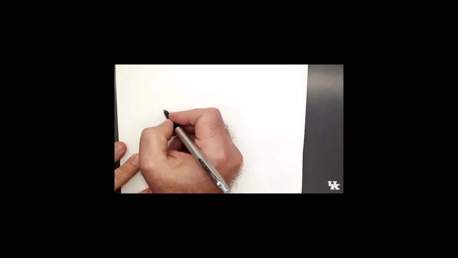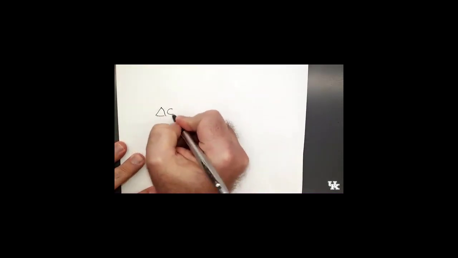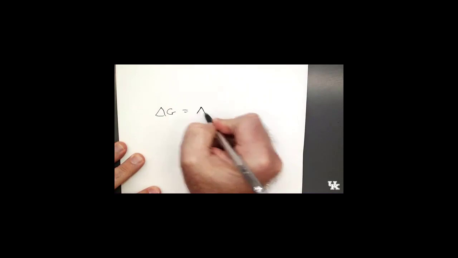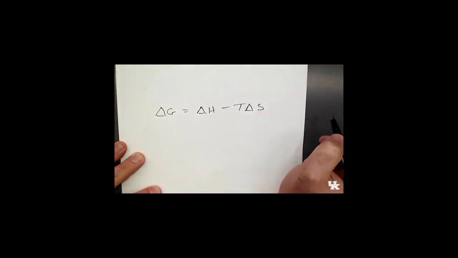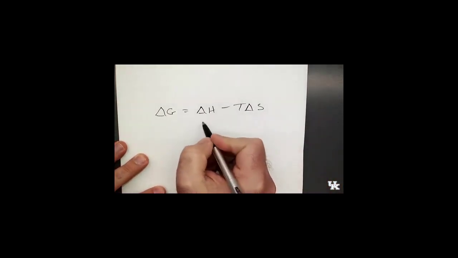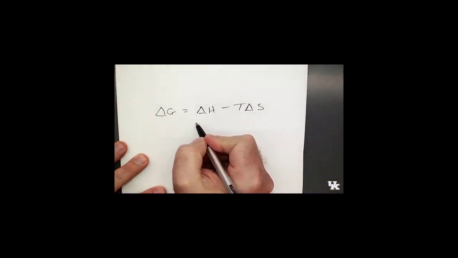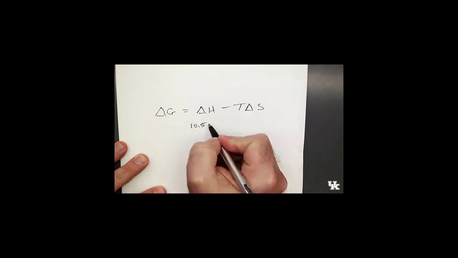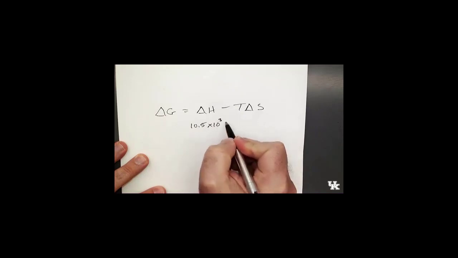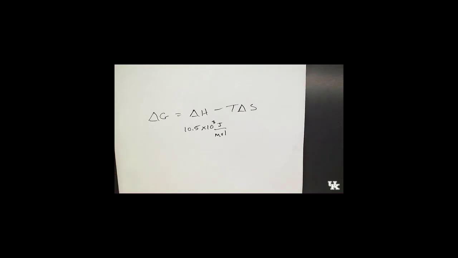All right, let's look on the dot cam for this one. So we have delta G equals delta H minus T delta S. All right, so delta H is 10.5, and I would just say 10.5 times 10 to the third joules per mole, because that's what kilo stands for. So 10.5 kilojoules per mole. I want to convert that to joules.